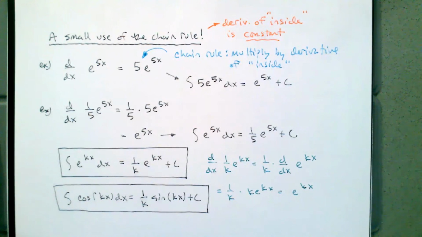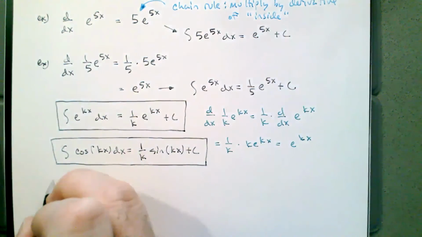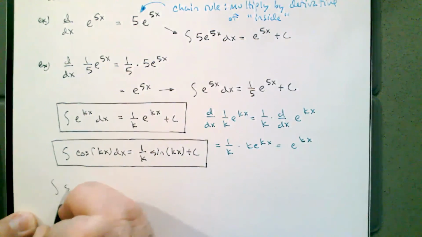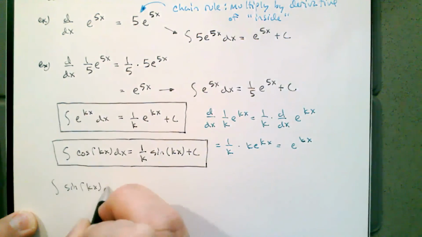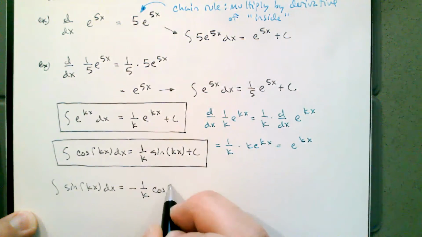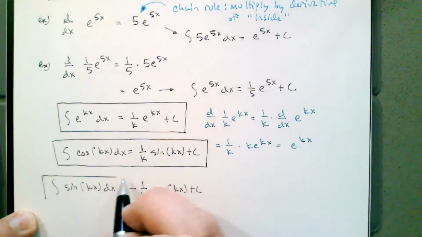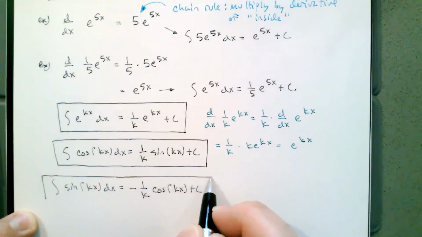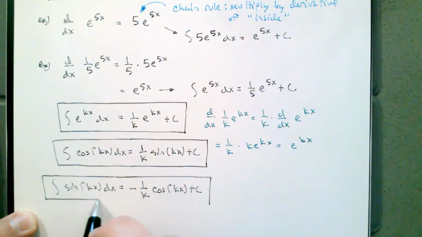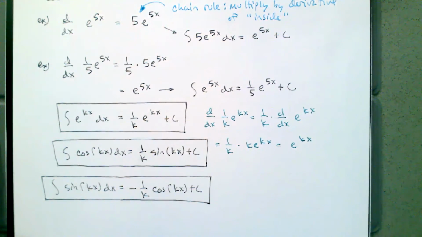Applying the same thinking that we did in our e to the kx. And similarly, the integral of sine of kx dx is going to be minus 1 over k cosine of kx plus c. Remember that the derivative of sine is cosine and that the derivative of cosine is negative sine. So when we're going the other way, the integral of sine is negative cosine. The integral of cosine is sine.